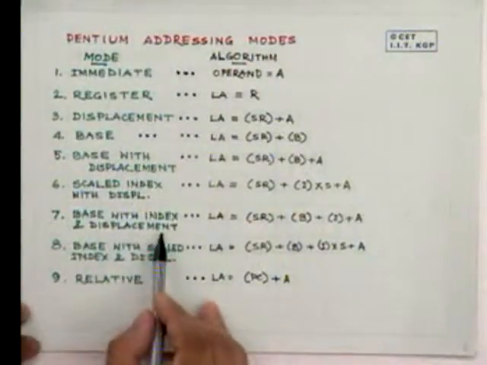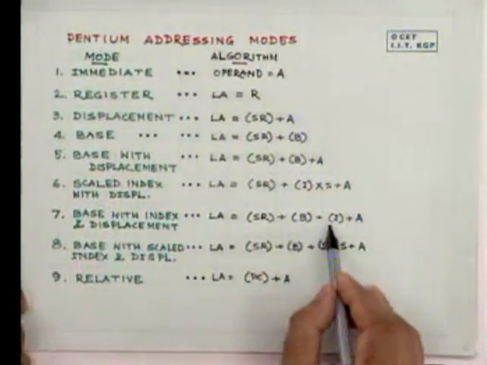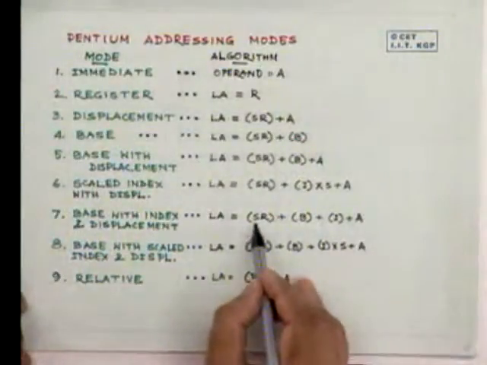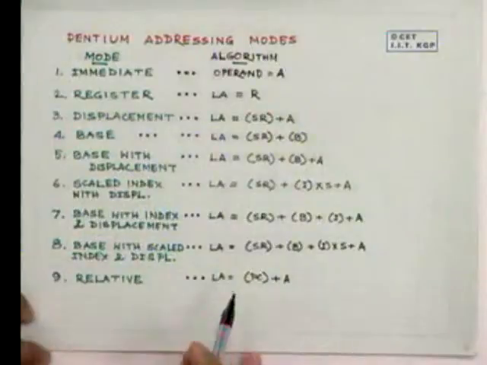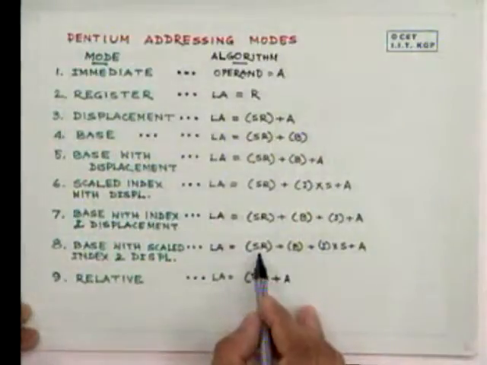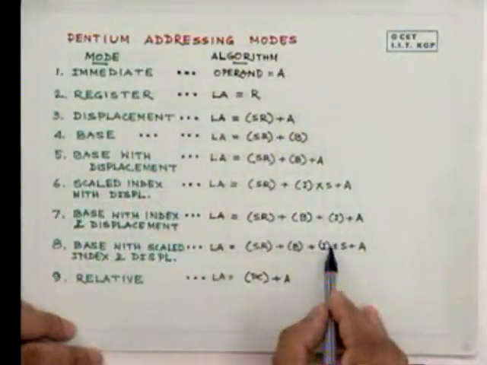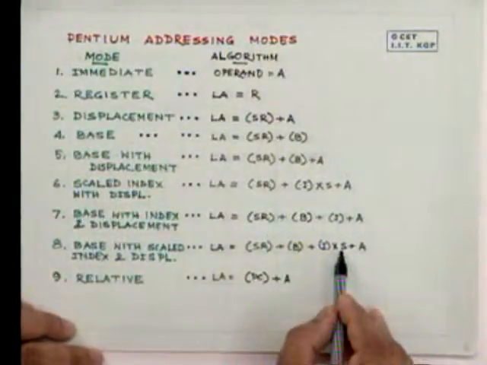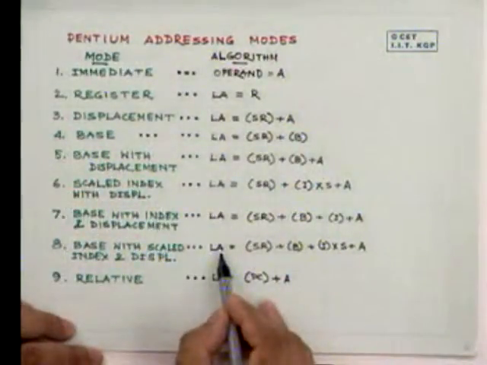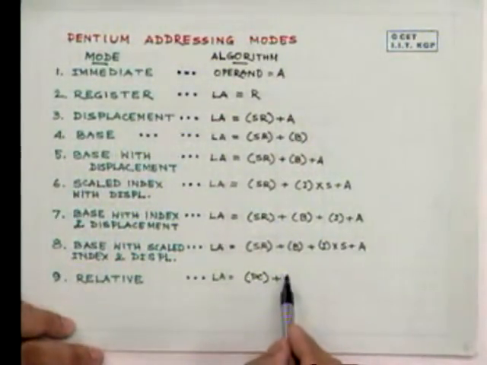Base with index and displacement is: take the content of the segment register, take the content of the base register, then take the content of the index register and take the displacement, and add all of them together to get the linear address. Similarly, base with scaled index and displacement is: take the content of the segment register, the content of the base register, the content of the index register multiplied by the scale register's content, and add the displacement to get the linear address.